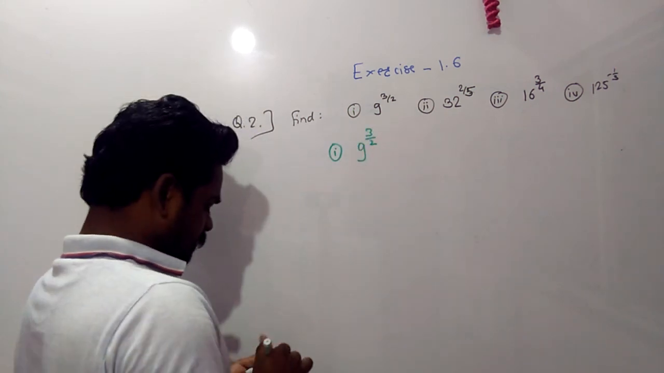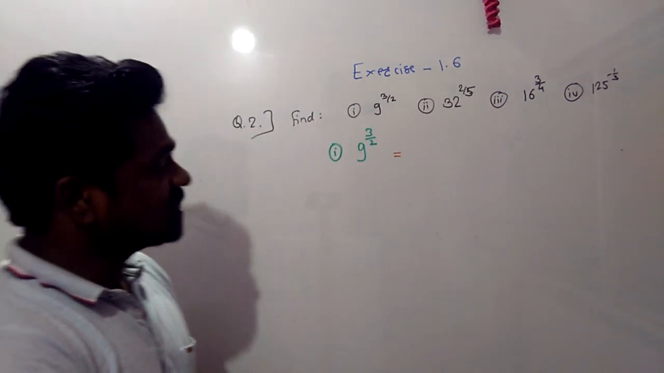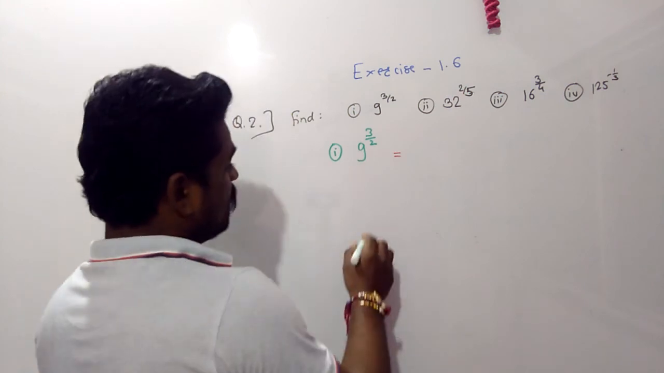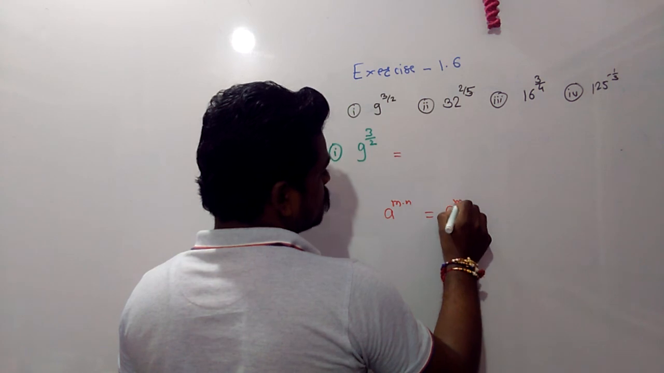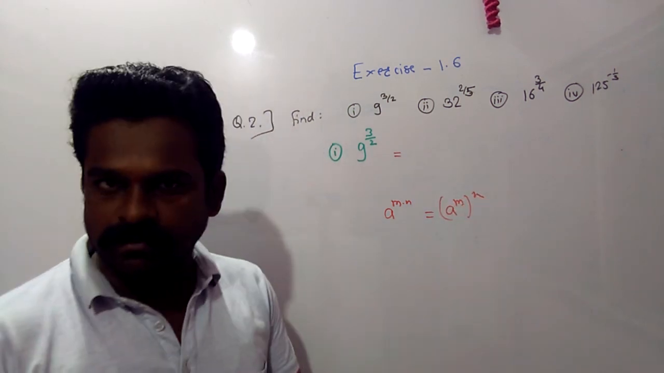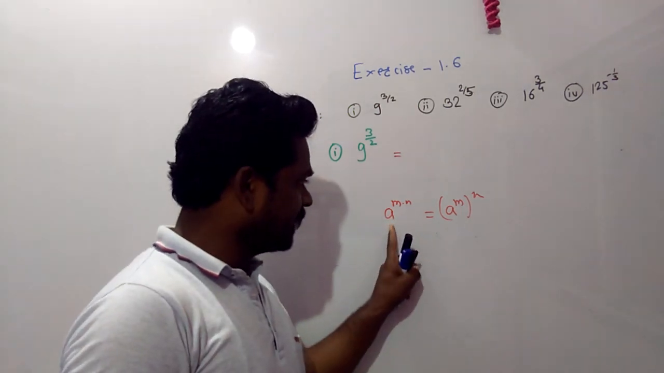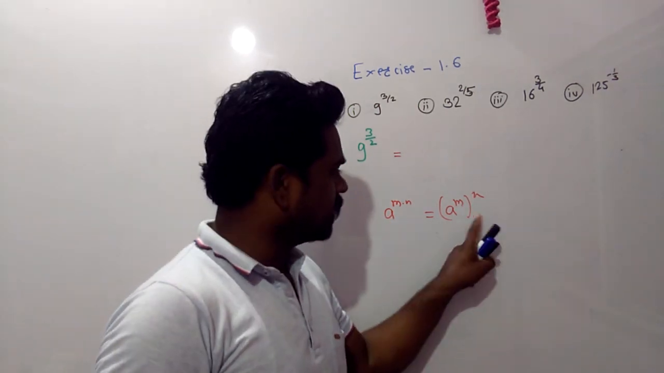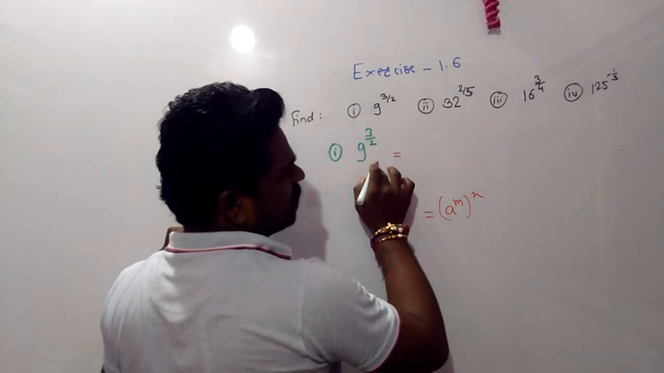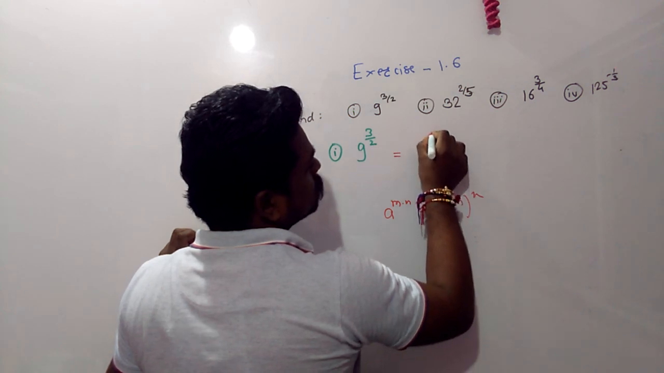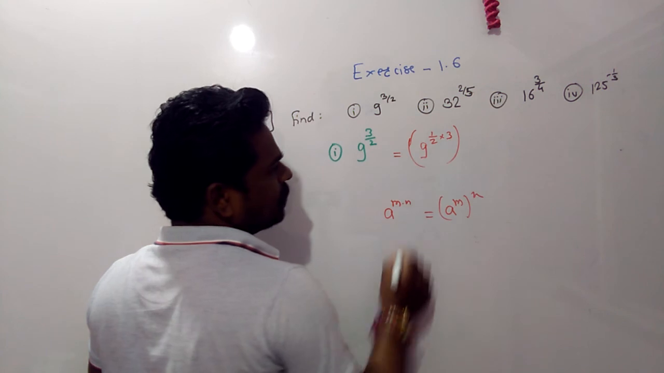Okay, no problem. Now see, first of all we will simplify it. If a raised to m into n is there, then we can write it as a raised to m, raised to n. So power raised to power is there, and we'll do the same case here. 9 raised to 3 by 2 is here, so we'll write it as 9 raised to 1 by 2 into 3.